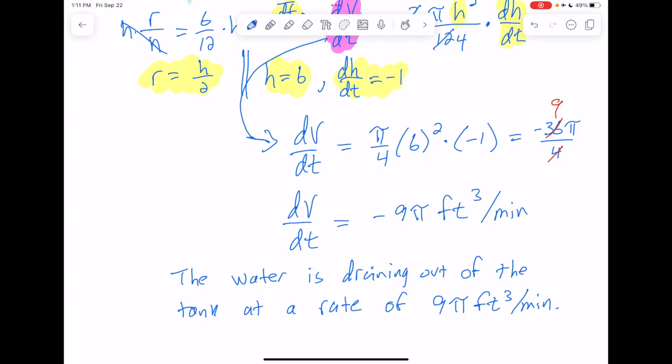Should we put 9 pi or should we put 9 times 3.14159 dot dot dot? For that, you just have to follow the directions. If they say put an exact answer, then 9 pi cubic feet is what you want. If it says round the answer to two decimal places, then okay, fine, we'll go to the calculator and we'll do that. All right, that wraps up section 3.8.